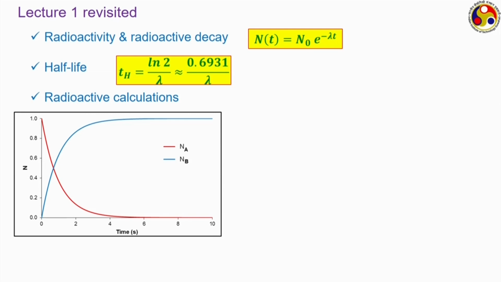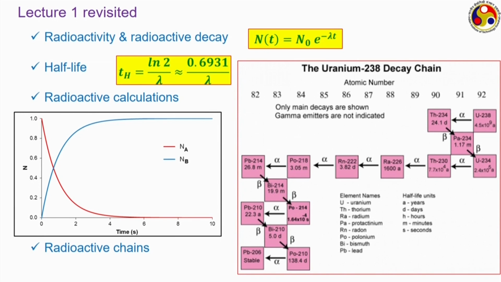But in real life we never get such a binary reaction, rather we are always presented with radioactive chains, that is a chain of reactions starting from some heavy nucleus in general, going through several intermediate or daughter nuclei, and finally forming some kind of stable isotope. Like the example of the uranium-238 decay chain, which was presented earlier also, where we start with uranium-238 and finish with lead-206, this Pb-206, which is a stable isotope.